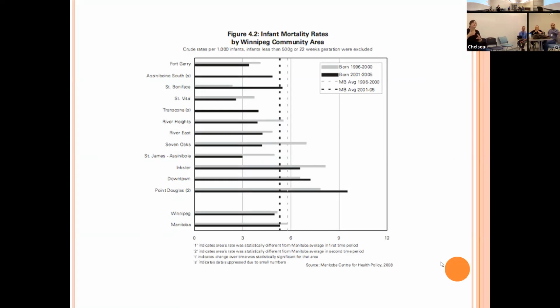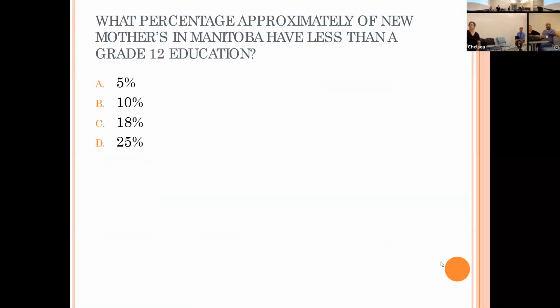It shows you that even in Winnipeg, we have a significant discrepancy. It's not that folks can't access healthcare or can't get to a hospital, Point Douglas is right across the street. So it just shows you again that infant mortality doesn't really have anything to do with access to healthcare. It has to do with poverty, and other social determinants of health.